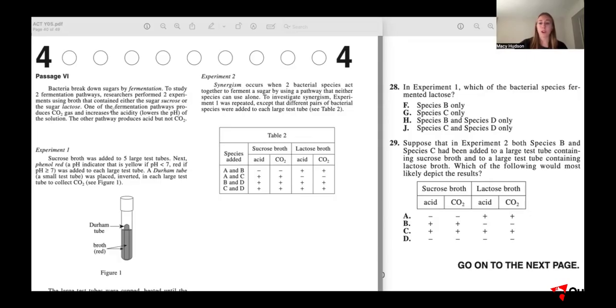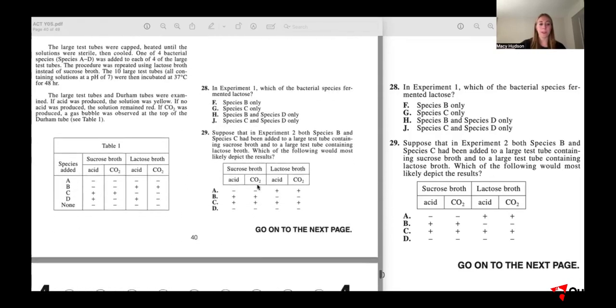So we are told that there are 2 fermentation pathways in the text. One of the fermentation pathways produces CO2 gas and increases acidity. The other pathway produces acid, but not CO2. So if fermentation is occurring in one pathway, we will see CO2 and acid. And the other pathway, we will only see acid. But either way, we are going to see something forming. And that is information that we want to take with us as we look at experiment 1.